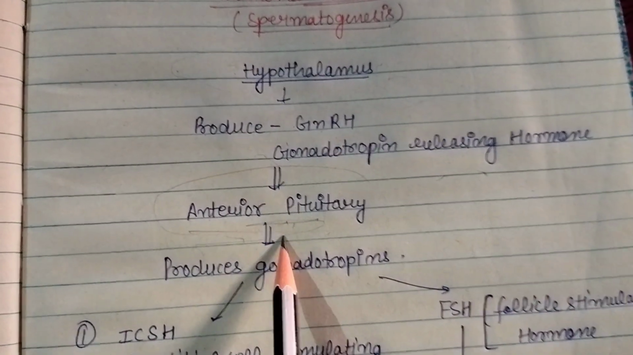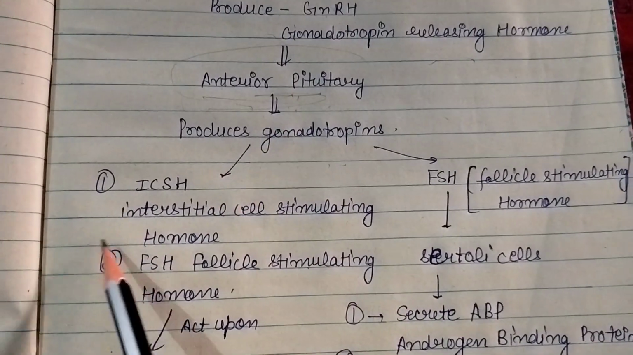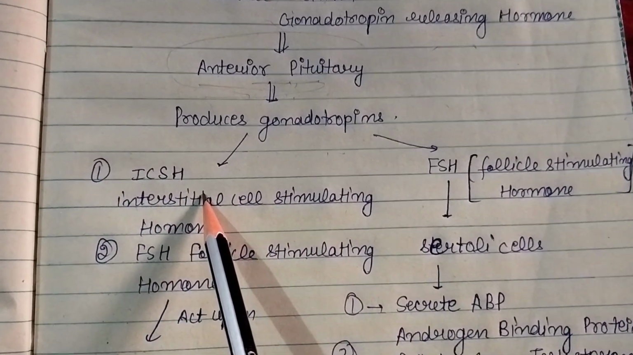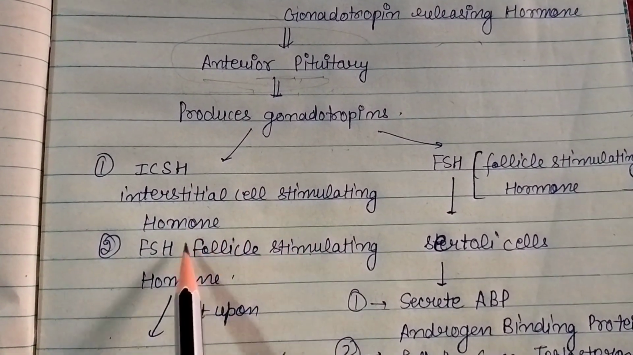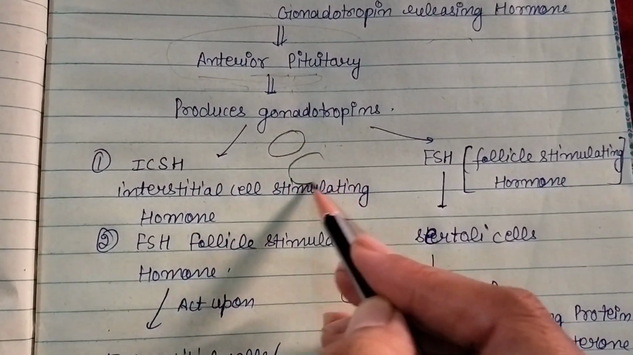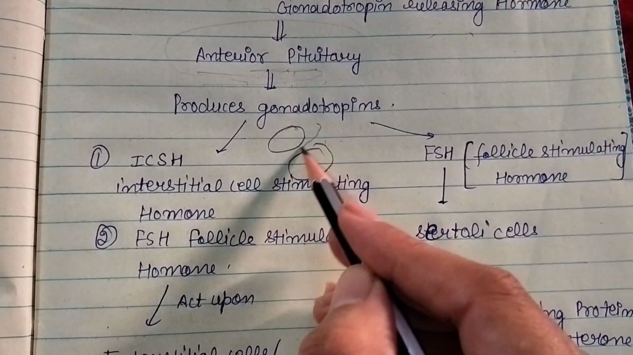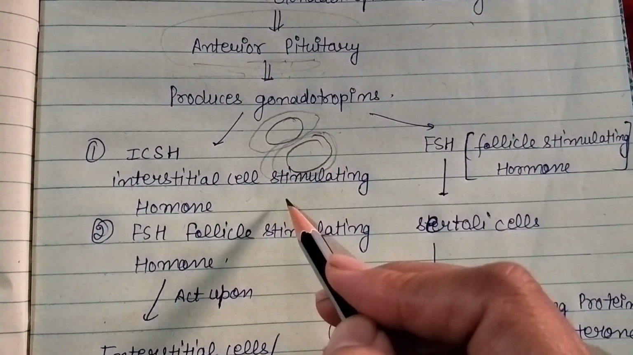Then after getting stimulated, the anterior pituitary will produce gonadotrophin hormones. Then the anterior pituitary will secrete ICSH, which is a gonadotrophin hormone, known as interstitial cell stimulating hormone. Interstitial cells are present in between the seminiferous tubules. These two are seminiferous tubules. Then there is connective tissue surrounding these seminiferous tubules, which is known as interstitial space.